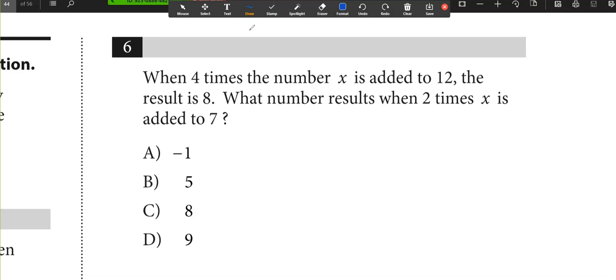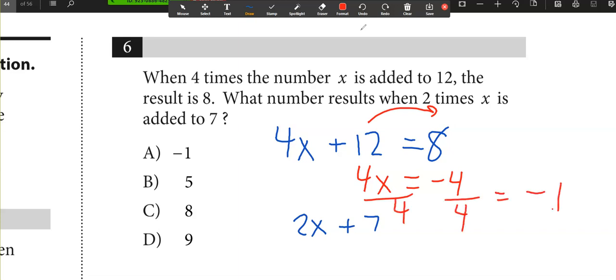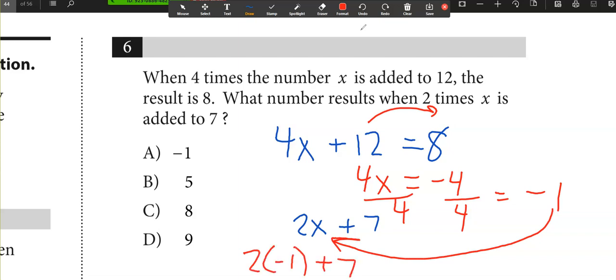Question 6. When 4 times the number x is added to 12, the result is 8. What number results when 2 times x is added to 7? Okay. So if I subtracted the 12 to the other side, that would say 4x equals negative 4. I'm going to guess that most of you just divided by 4, got negative 1, and then plugged it in here. Is that what happened? Yeah, I'm guessing most of you did that.